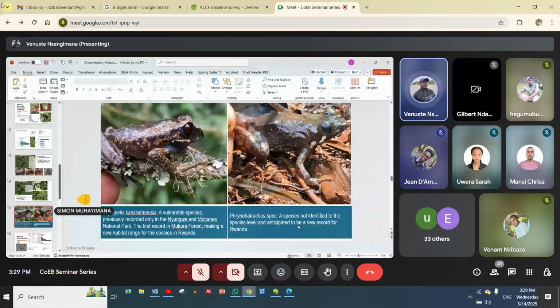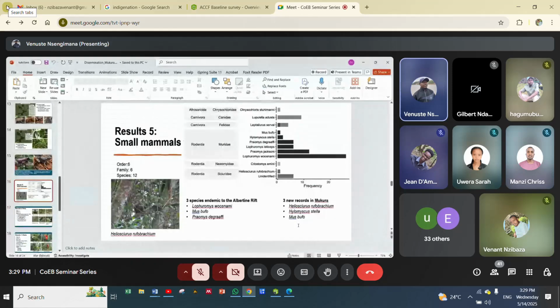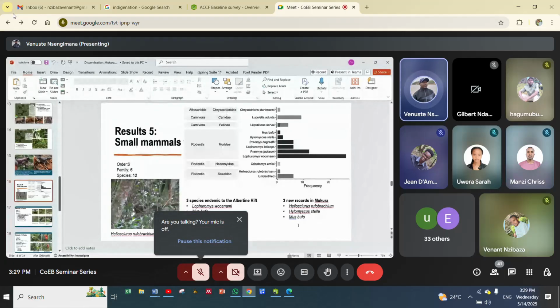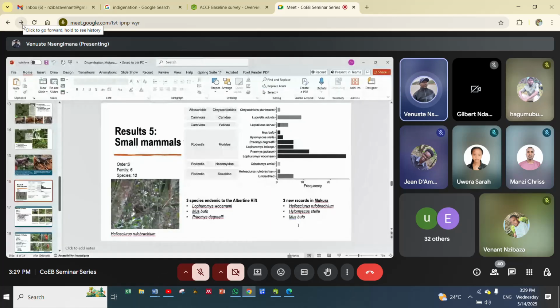We were also interested in small mammals, where we have found 6 orders, grouping 6 families and 12 species, and they were dominated by the order of Rodentia, with the family of Muridae, where the Lophuromys woosnami was the most abundant species. In this regard, we have found 3 new records in Mukura, which include Heliosciurus rufobrachium, and Hylomyscus stella, and Mus bufo.